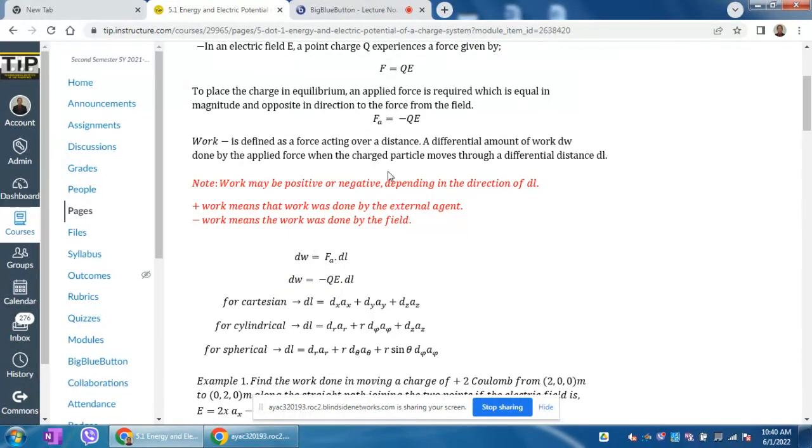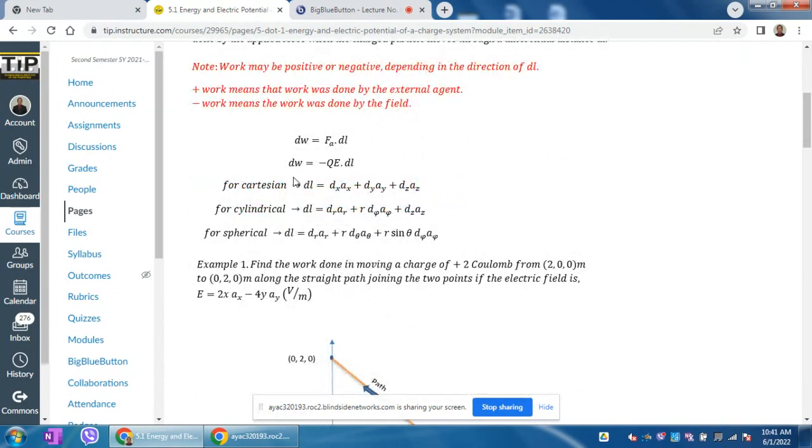So substituting po yung value ng FA, so dW is equal to negative QE dot dl. Okay. Now, the differential dl nagva-vary ulit sa mga coordinate system. So we have the Cartesian, we have the cylindrical, and then we have the spherical coordinate system. So tatandaan nyo ulit ito, no? So mas maganda kung nakasulat yan sa index card para hindi natin yan malimutan.